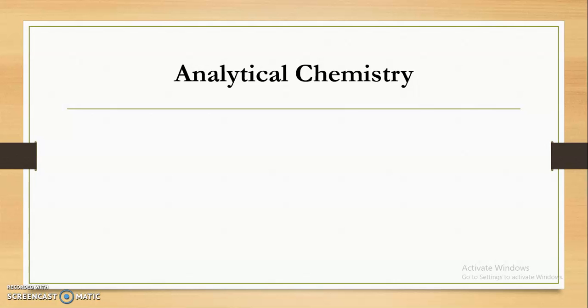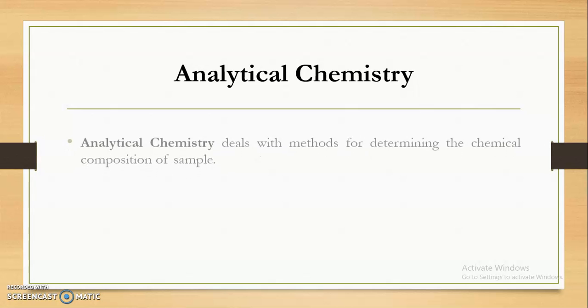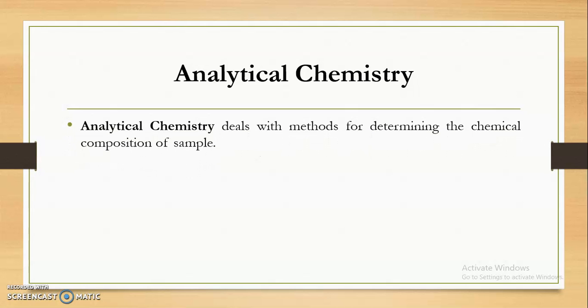Then last, and one of the important branches of chemistry, is analytical chemistry. Analytical chemistry deals with the methods for determining the chemical composition of a sample. Here we will be using various physico-chemical techniques as well as different classical methods to determine the chemical composition of the sample. Now I will tell you one example.